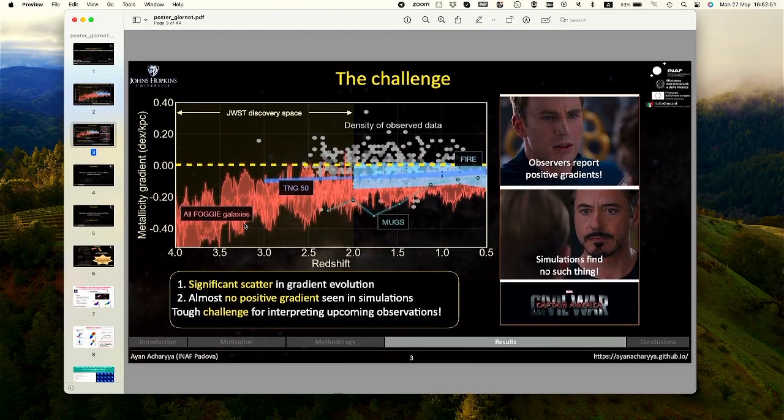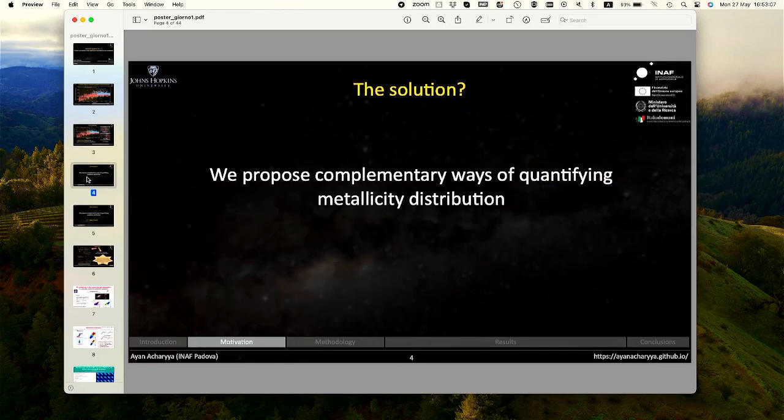The second conclusion is that, as you can see, there is almost no positive gradient seen in any of the simulations, unlike in the observations. Many observations are positive. This poses a tough challenge to the interpretation of gradients. Now, what can we do about it? We propose a complementary method of quantifying the spatial distribution of metallicity, which also ties to the stellar feedback in the galaxy. Now, does that actually help? Does this new approach help us understand the evolution in a less crazy way?